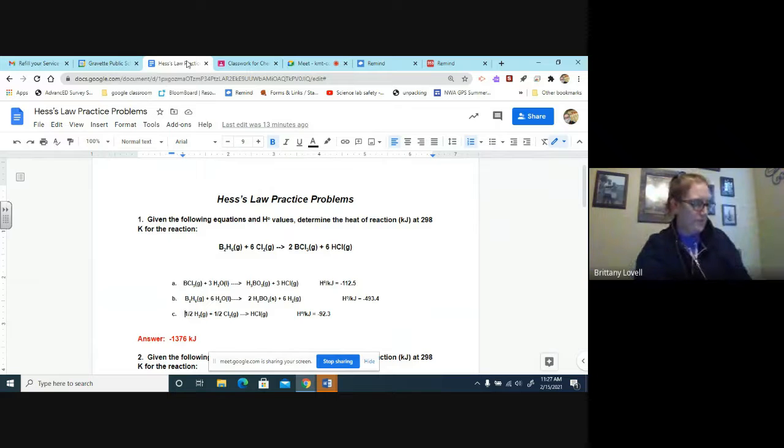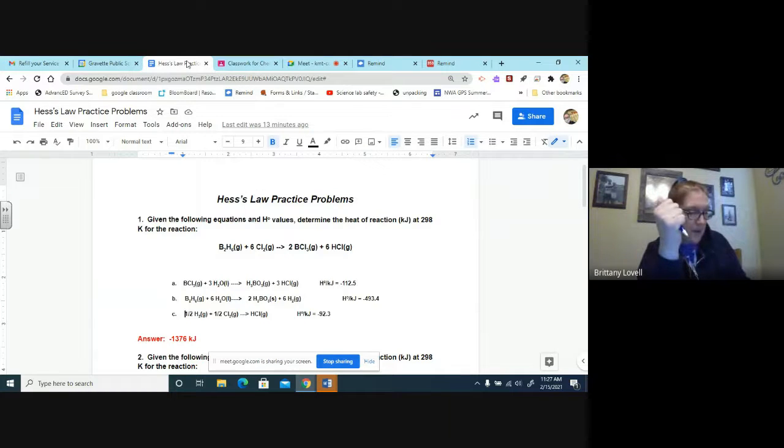Yeah. So I can cancel out the 6 in reaction A. I can get rid of those HCl's. And then on reaction C, I can get rid of 6 HCl's. And so what I'm left with is 6 HCl's. And that's good. That's what I want.